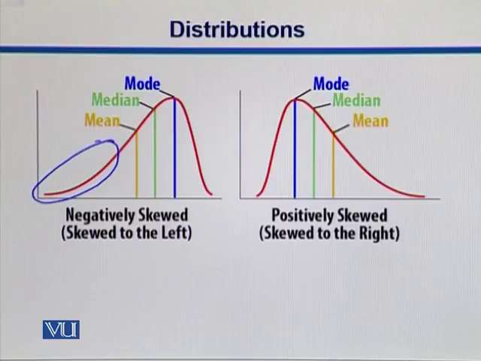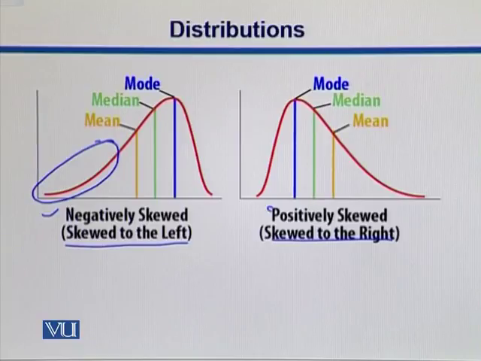Whichever tail is pulled, we will use it as a measure to get that skewness. For example, if we have a long tail towards the left, we say it is skewed to the left. If it is towards the right, we say it is skewed to the right. This right skewness is also called positively skewed, and this left skewness is also called negatively skewed. In case of skewness, the mean, median, and mode do not coincide with one another.